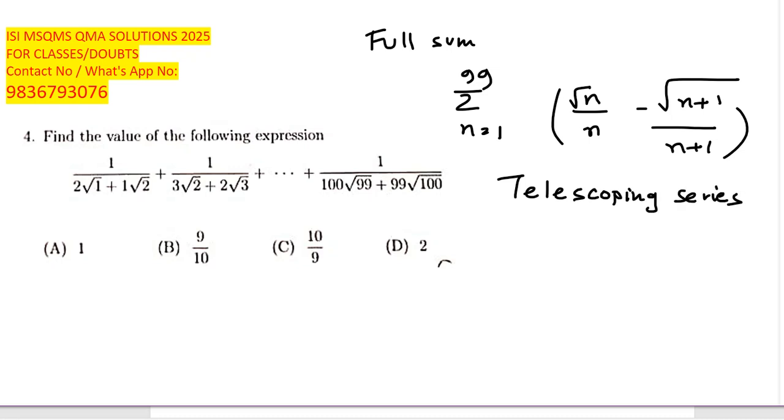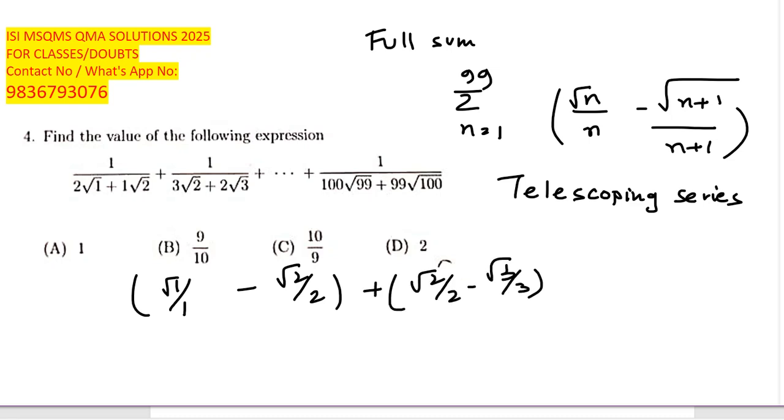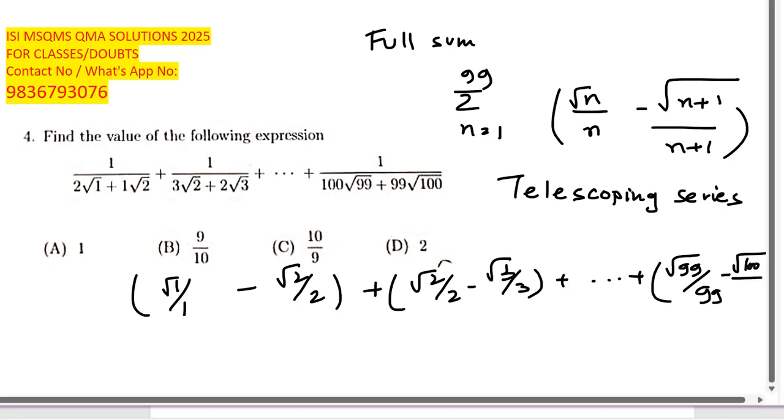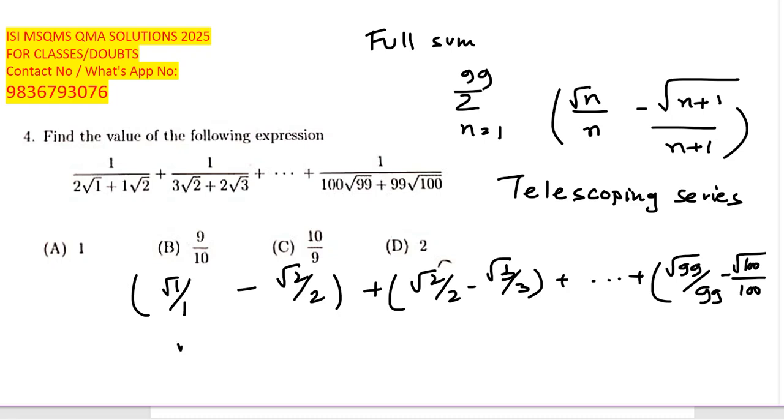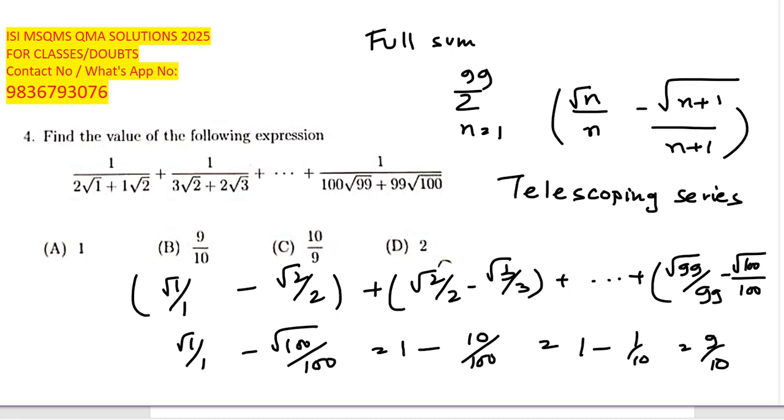Okay. So now we have to evaluate this. Root 1 by 1 minus root 2 by 2 plus root 2 by 2 minus root 3 by 3 plus dot dot dot plus root 99 by 99 minus root 100 by 100. So all intermediate terms cancel and we are left with root 1 by 1 minus root 100 by 100. That is 1 minus 10 by 100, that is 1 minus 1 by 10. So finally we come with 9 by 10. So the correct option is option B.